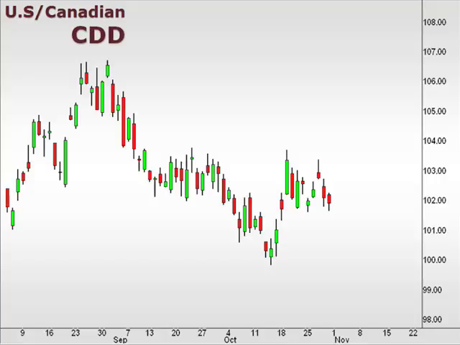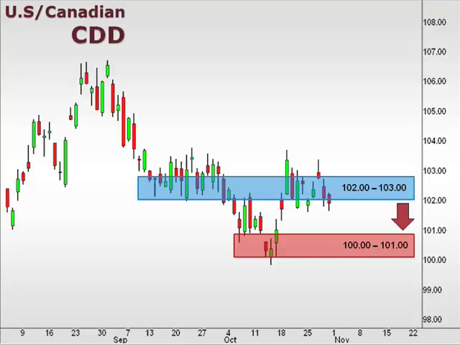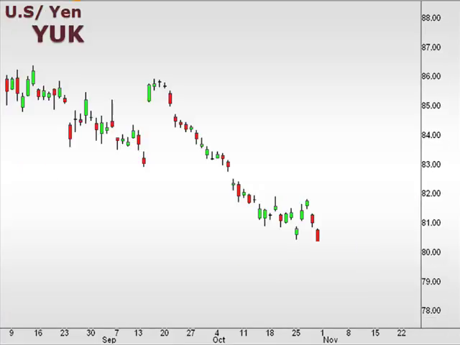Let's take a look at the CDD, the U.S. versus the Canadian dollar. Well, the bull flag we observed last week still remains intact, lending credibility to a push higher for the U.S. dollar against the Canadian dollar. However, the pair did slip lower last week to test 102 once again for support. As long as the pair can hold here, we are looking for a push higher. However, failure to hold 102 opens the window for a move back down towards 100, or U.S.-Canadian dollar par.